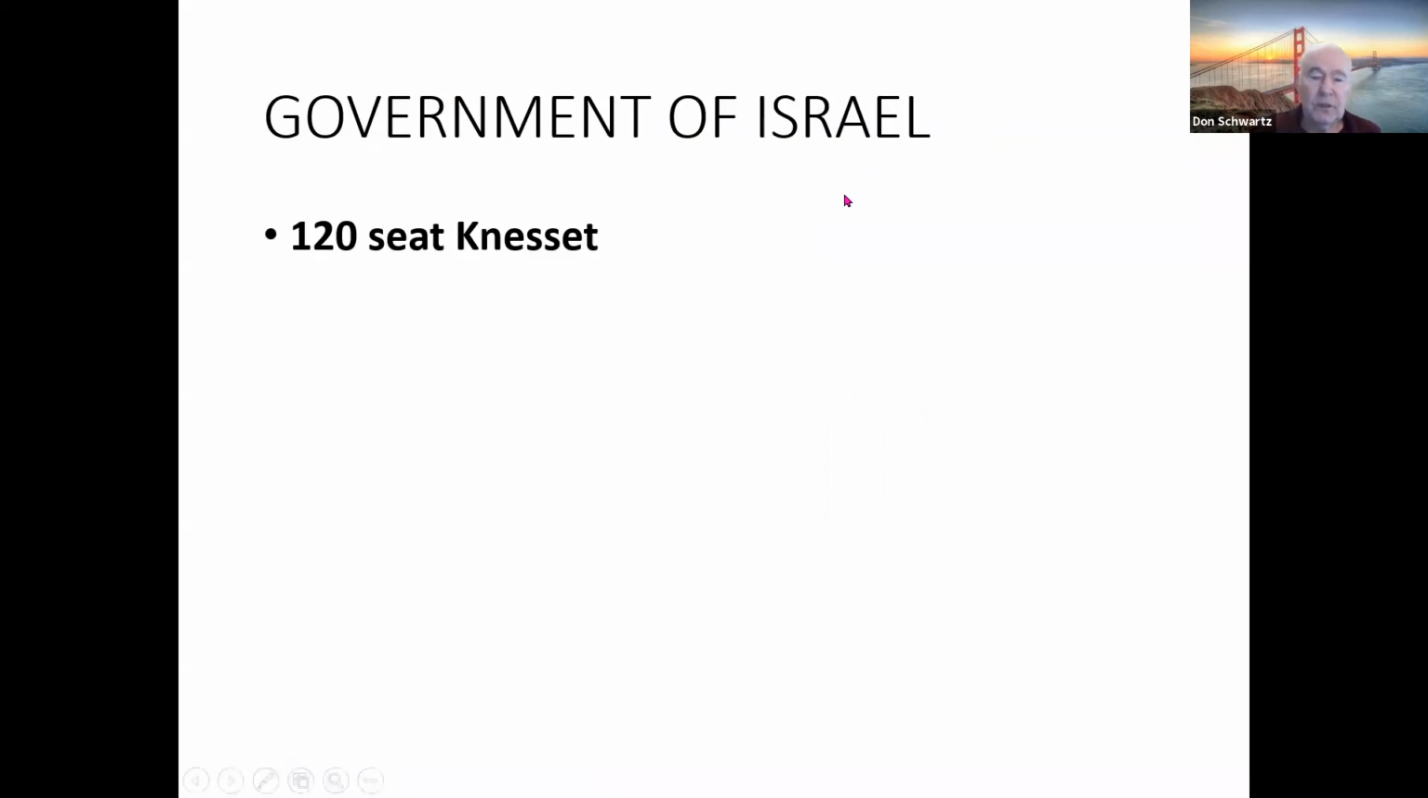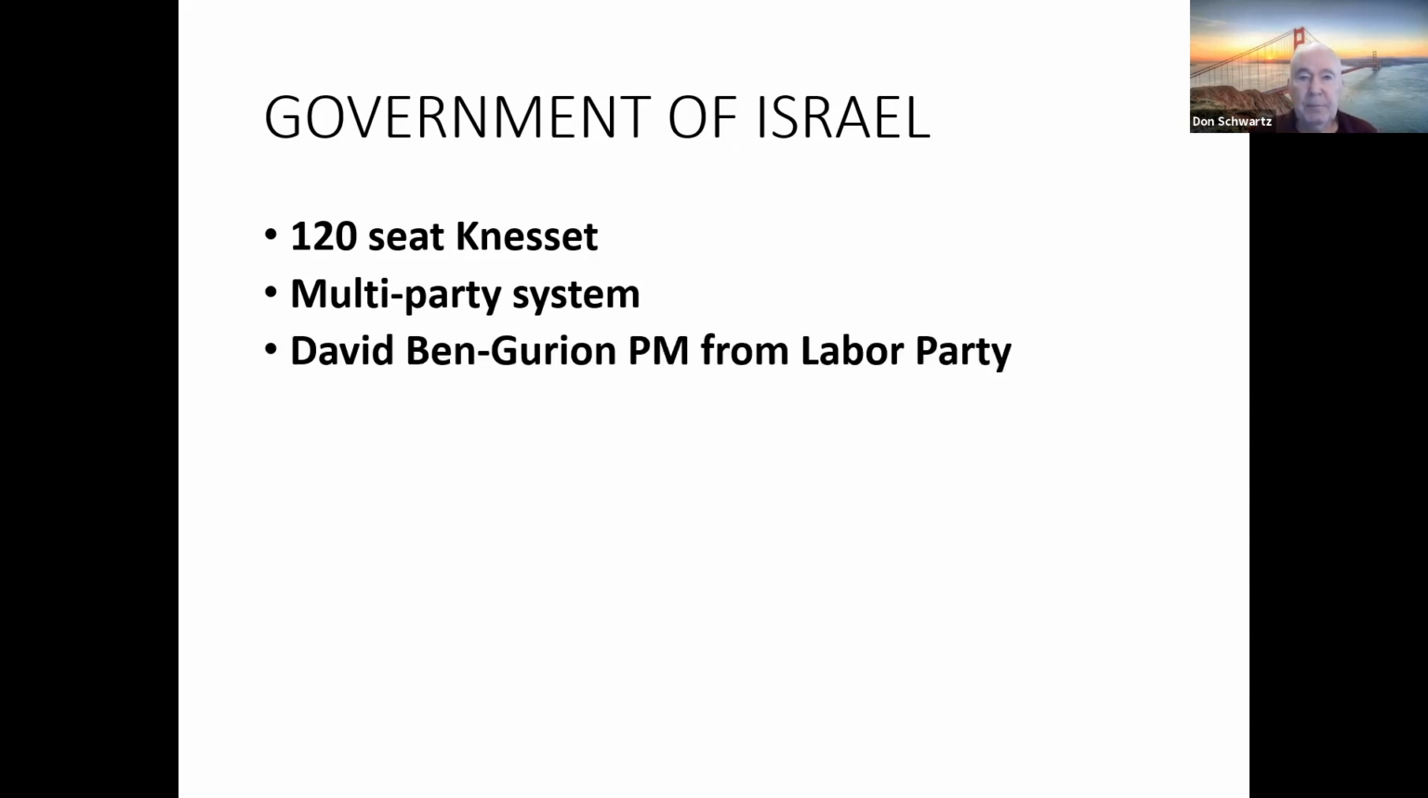Now, there is enormous political diversity between the Jews in the Knesset, as well as between the Arabs in the Knesset. The new government featured a multi-party system, which at first was dominated by the Labour Party. And its first prime minister, David Ben-Gurion, dominated the government in the first 15 years of Israel's existence. The Knesset also elected Chaim Weizmann to the largely honorary position of President of Israel.